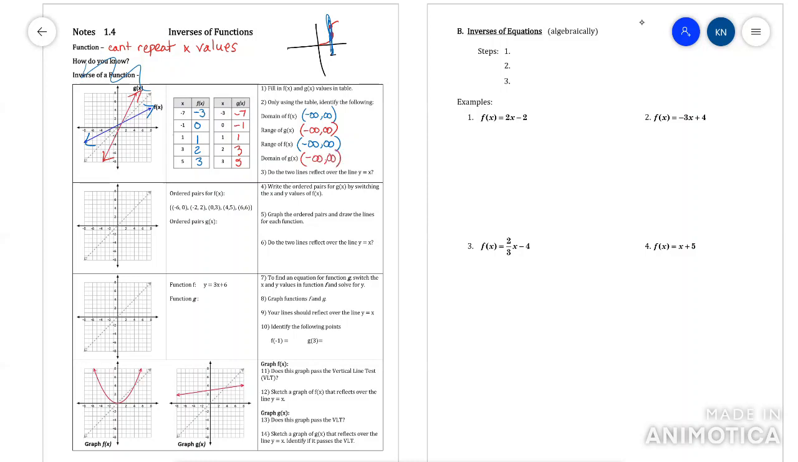Do the lines reflect over the line y equals x? Okay, this is the most important thing so far. Basically, for a line to have its inverse perfectly, it has to reflect across this green line right here. This is y equals x. It's right there, you can see it better. So basically, these points have to be perfect reflections across that line. So this one does.